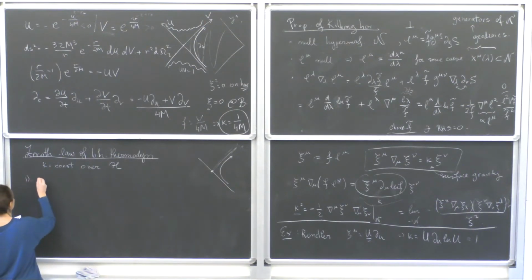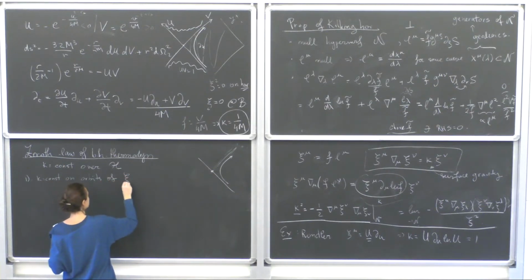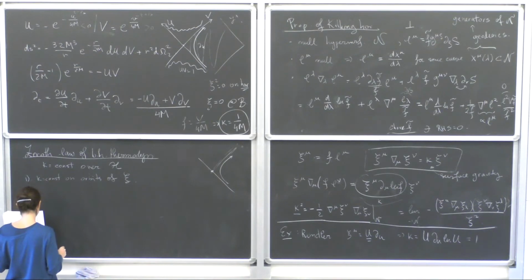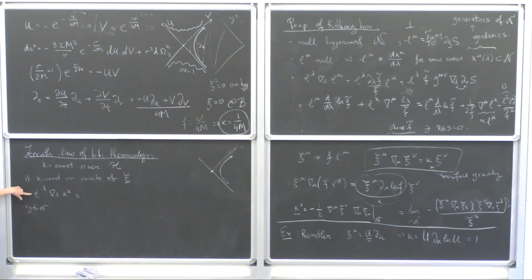So part 1 is k equals constant on orbits of xi. So to show that, we're going to take T to be tangent to N, and we're going to look at T^lambda d_lambda k squared. What we really need is the case where T is proportional to xi^lambda, because we want to show that k squared is constant, that this is 0. That would be the statement. But I want to be a bit more general, since I'm going to need this formula later, and just consider an arbitrary tangent vector to N.